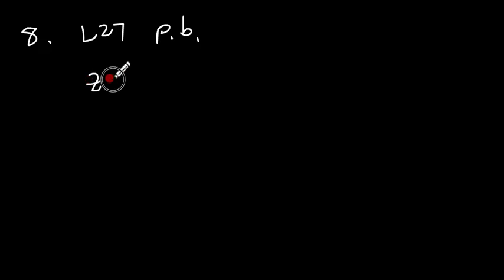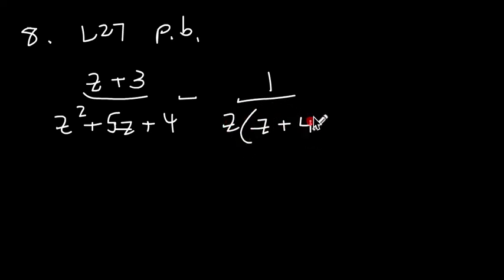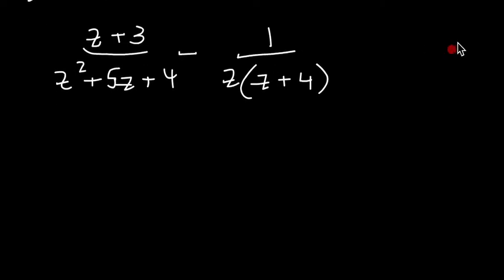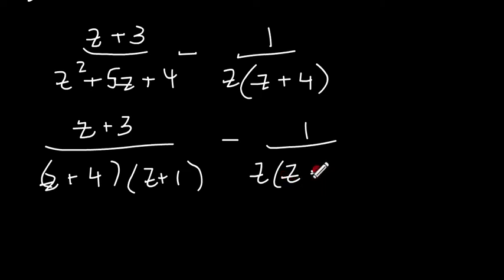So we have z plus 3 over z squared plus 5z plus 4, that's a 5, minus 1 over z times z plus 4. Okay, this kind of problem, I'm looking at the one on the test, you're going to have to factor before you start. So this denominator is already factored, this one needs to be factored. So it's a simple factoring, and the one on the test is a simple factoring as well. So it's going to be z plus 4 times z plus 1, minus 1 over z times z plus 4.